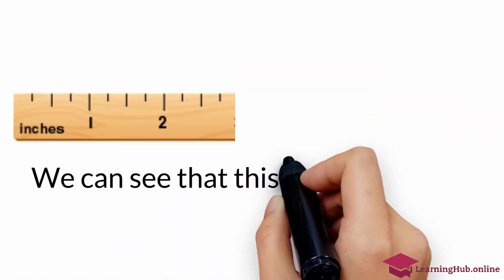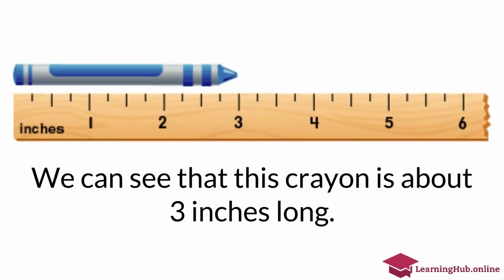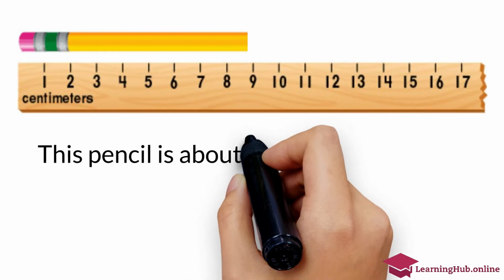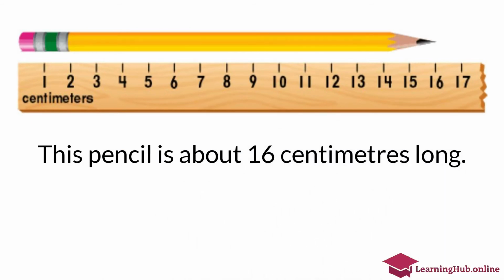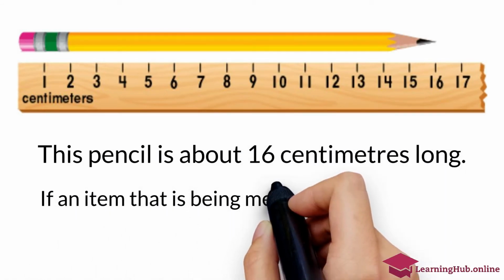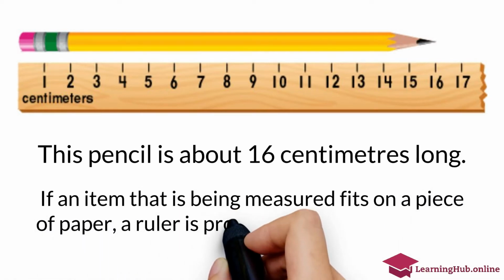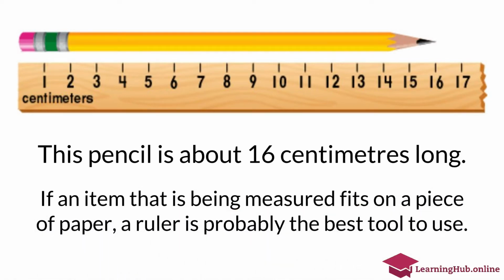We can see that this crayon is about 3 inches long. This pencil is about 16 centimeters long. If an item that is being measured fits on a piece of paper, a ruler is probably the best tool to use.